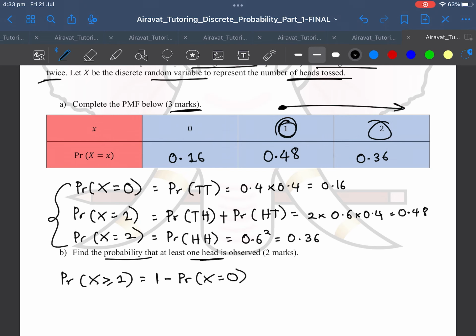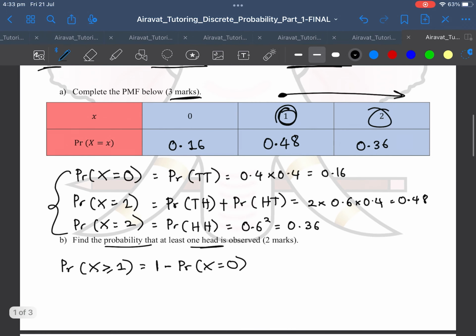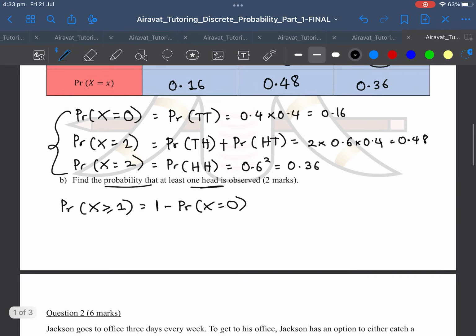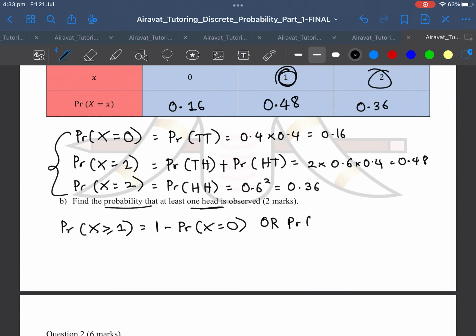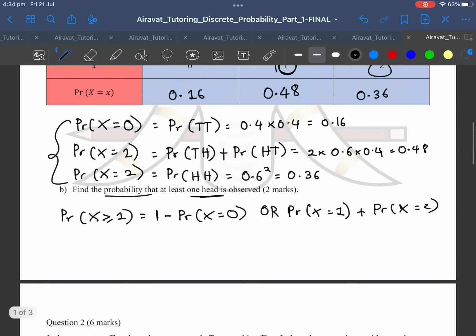So here to here, 0.48 plus 0.36, or you can just say that I'm going to subtract the probability of X = 0 from 1. Both of them would still give you the same answer. Or you can alternatively just add them up, so the probability of X = 1 plus the probability of X = 2. Let's try both methods out.